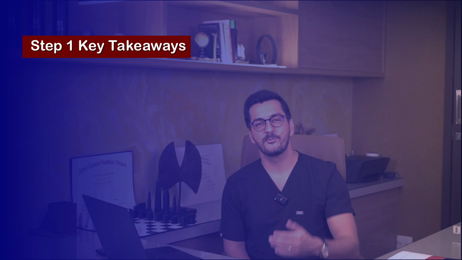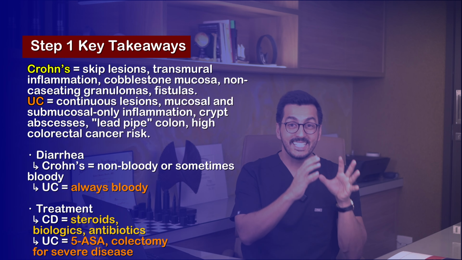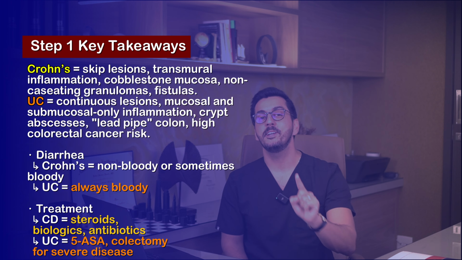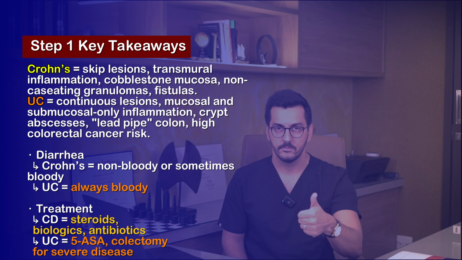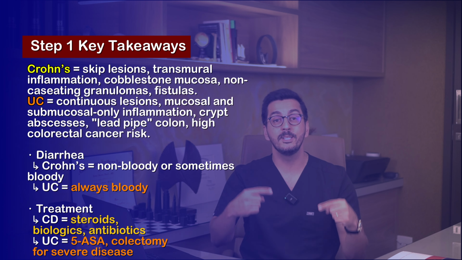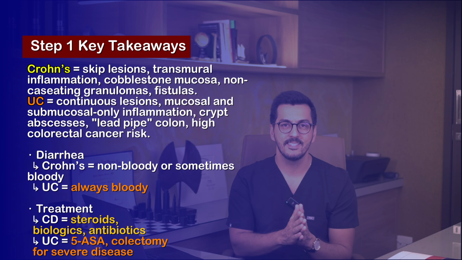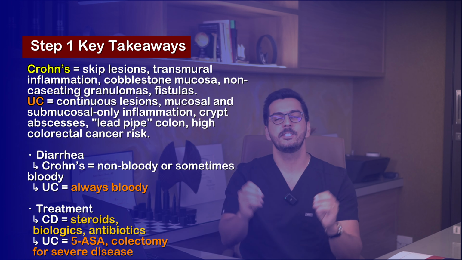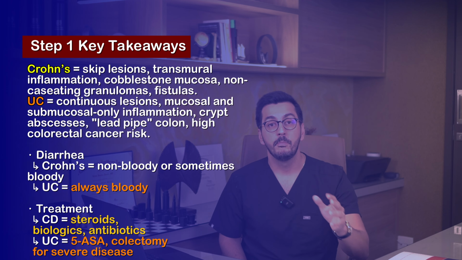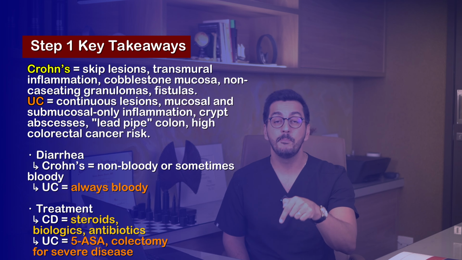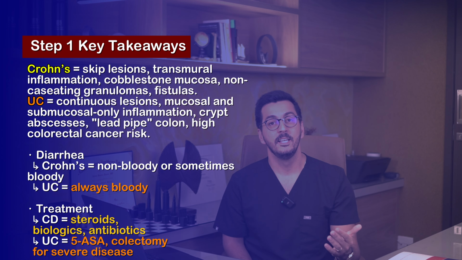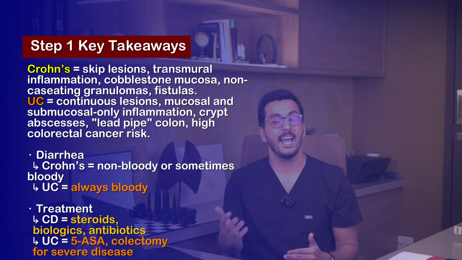So Step 1, key takeaways for you guys. Crohn's disease equals skip lesions, transmural inflammation, cobblestone mucosa, non-caseating granulomas, and fistulas. Right? Did you get that? Ulcerative colitis: continuous lesions, mucosal and submucosal only, crypt abscesses, lead pipe colon, and high risk of colon cancer. The diarrhea in Crohn's may be bloody or non-bloody, but in ulcerative colitis, it's always bloody and painful, okay? In terms of treatment, Crohn's: steroids, biologics, antibiotics. Ulcerative colitis: mesalamine, colectomy in severe cases.